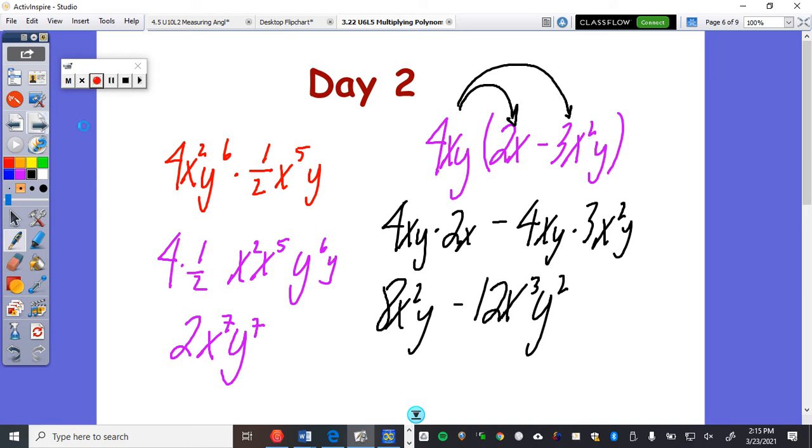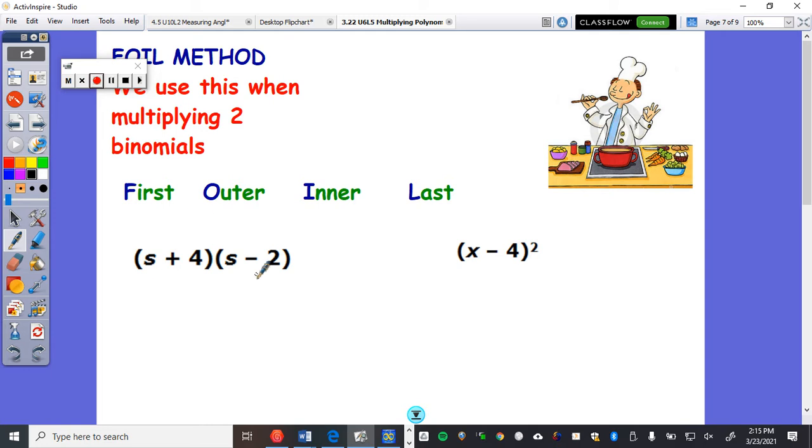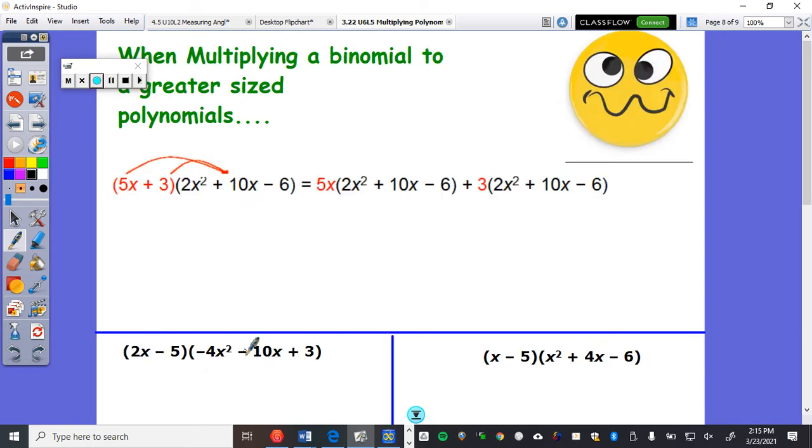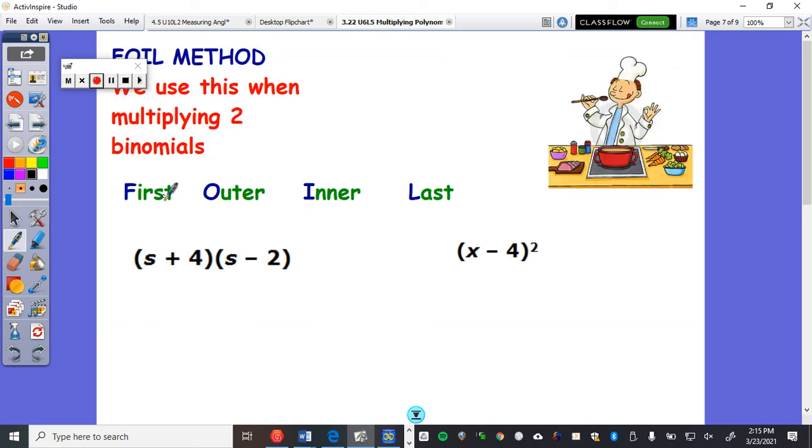Today we do a binomial times a binomial, and then we will do a binomial times a trinomial. We're just building on what we did before. Now, in other math classes, you are going to hear this FOIL method. This only works when we're multiplying binomials. But basically all it is, we're distributing.